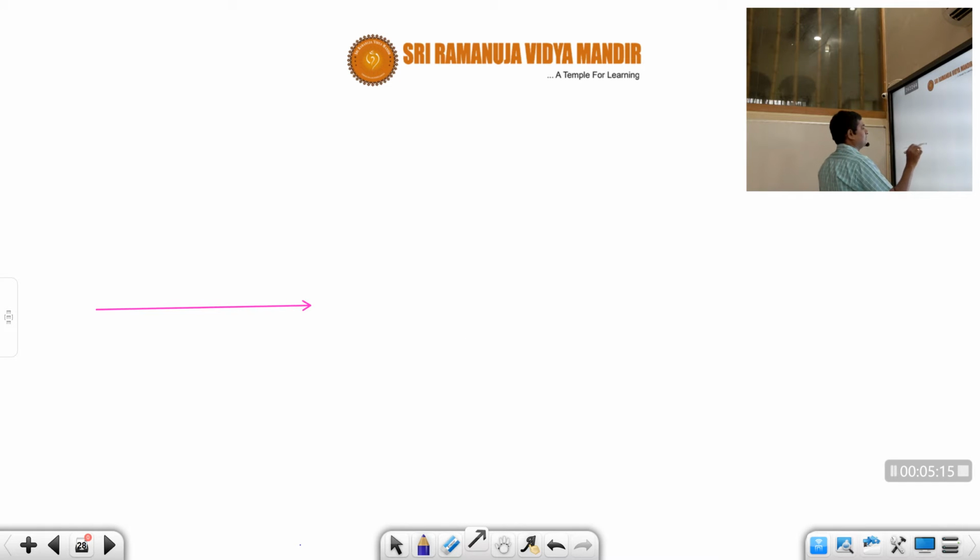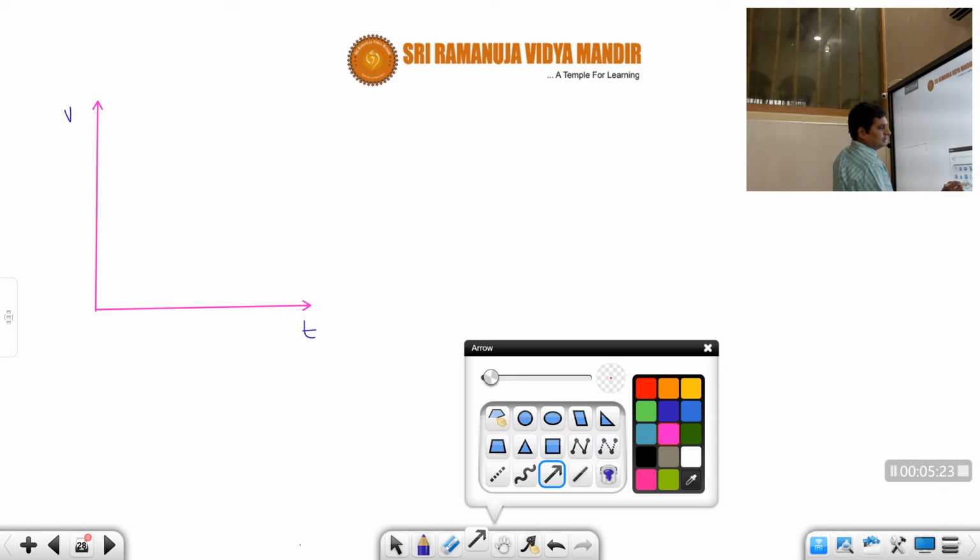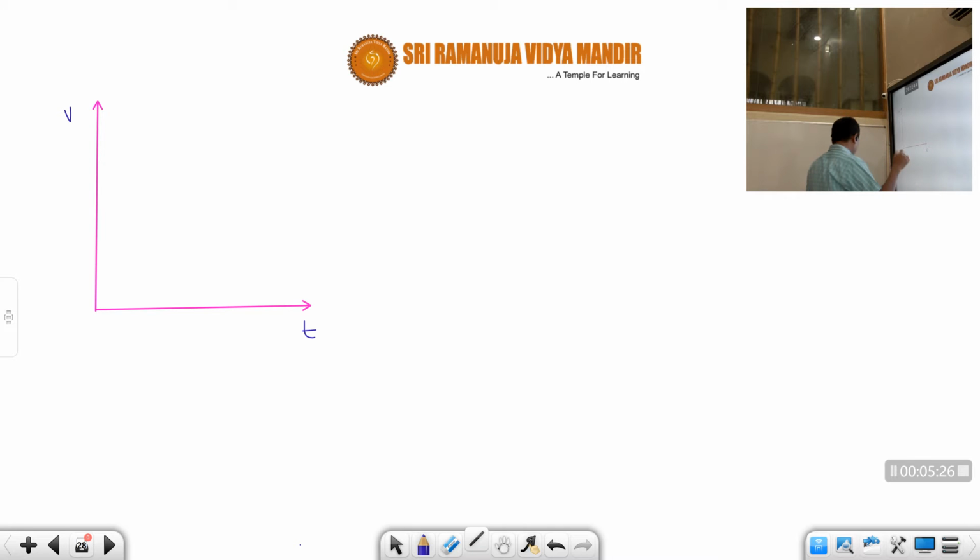Suppose let us say this is the time and this is the velocity. This is v, this is t. Okay, students. Now let us say the velocity-time graph is like this. Now let us analyze. Analysis part means just take some values. At time t equal to 0, let's say it is 10 meters per second.